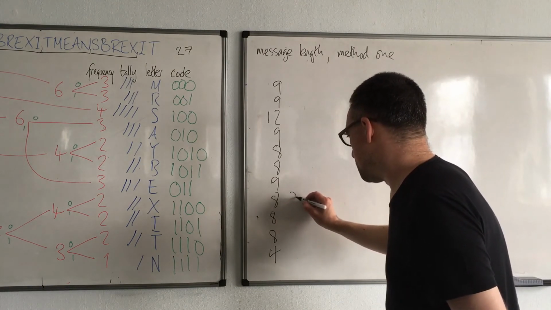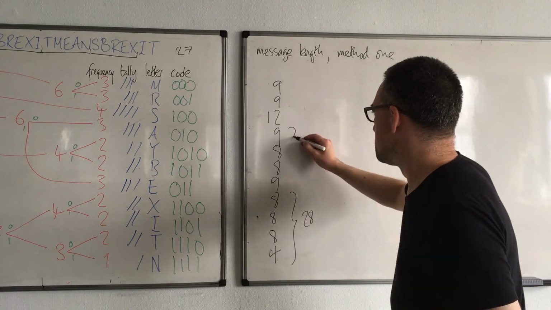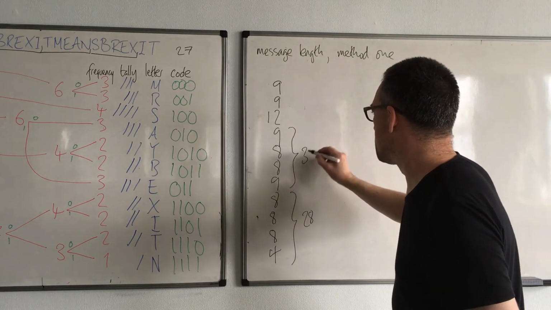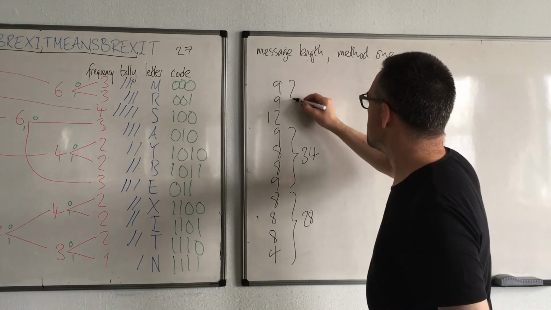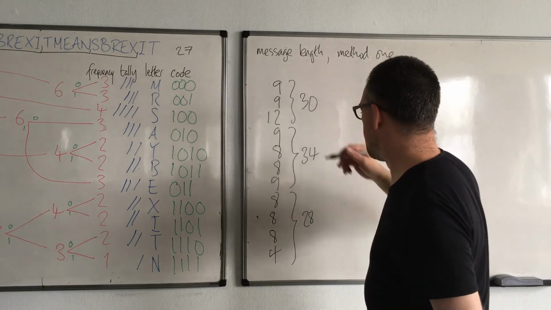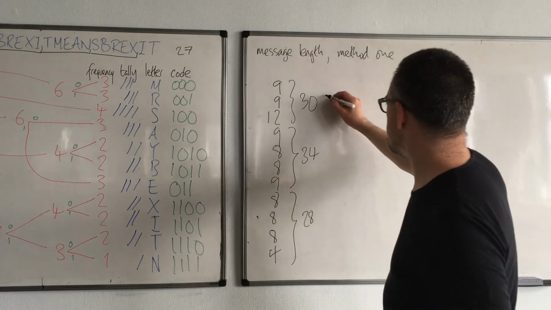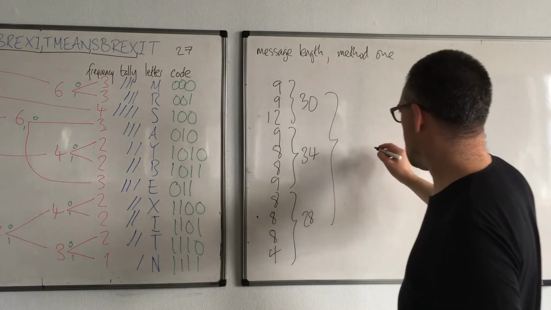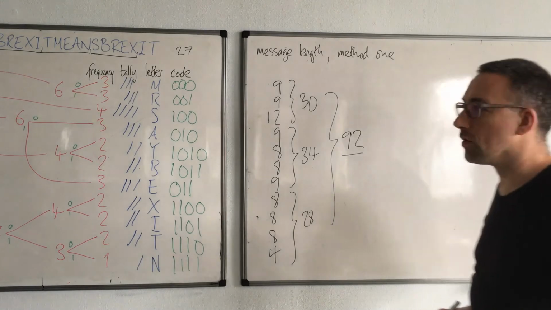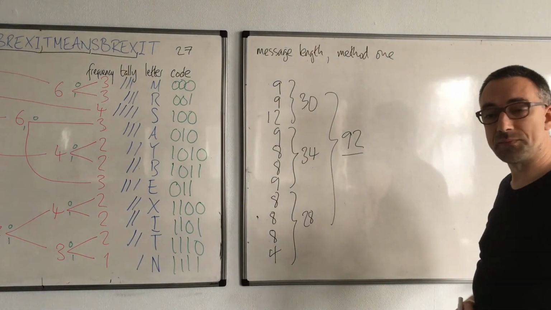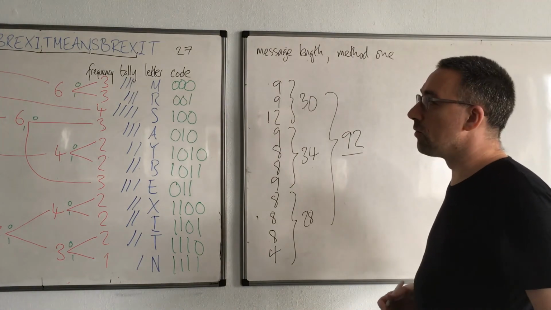3 8s and a 4 will be 28. 9, 8, 9, 8 will be 34. 2 9s and a 12 will be 30. So I make the total of those 92 as the overall message length. So that's the total computed one way.